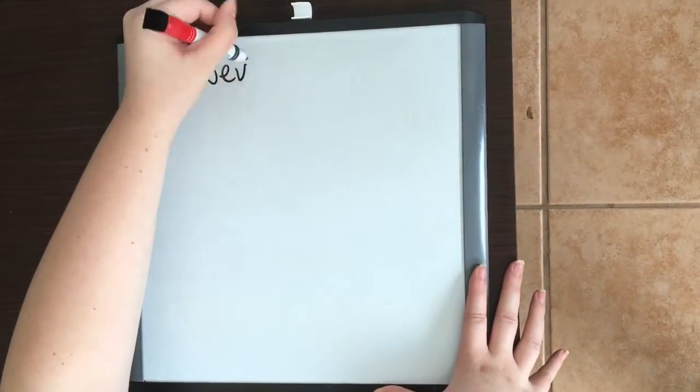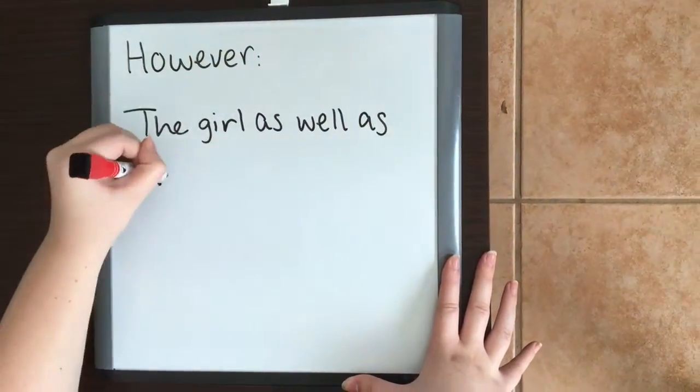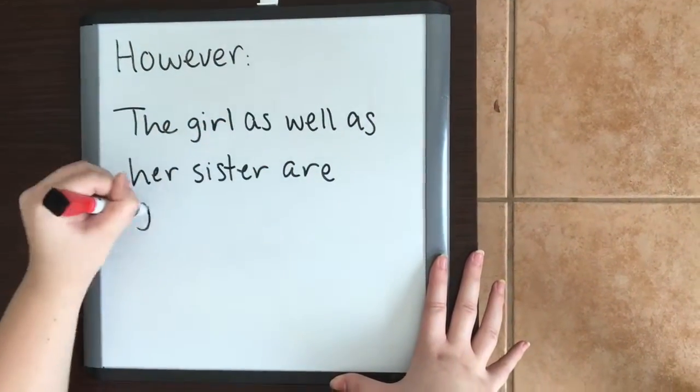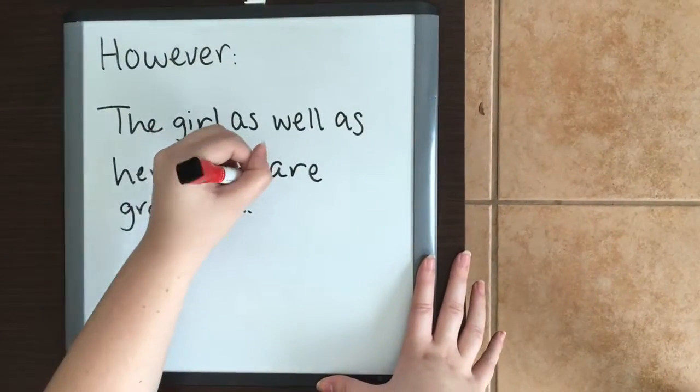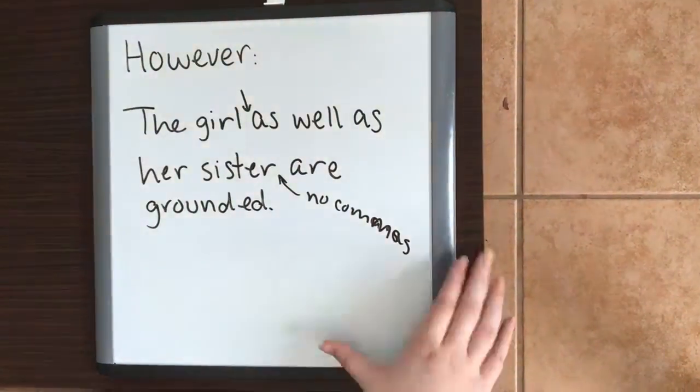Typically, if the phrase isn't marked off by commas, the plural verb is used, as in this example. The girl as well as her sister are grounded. Some advice is to use whichever sounds best and punctuate accordingly.